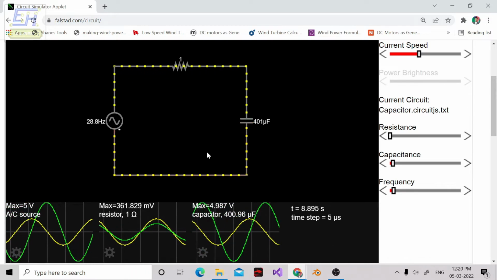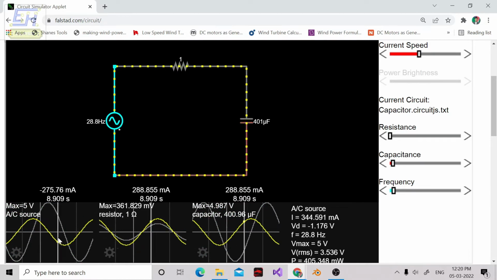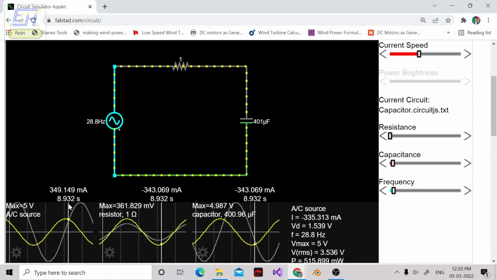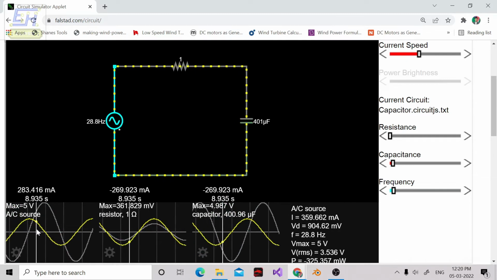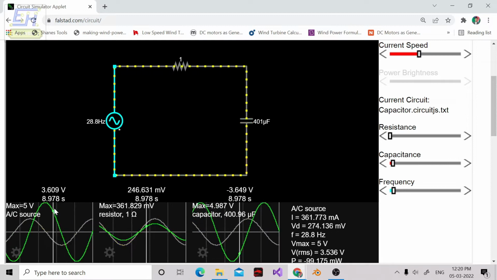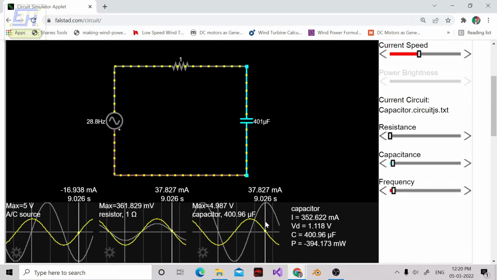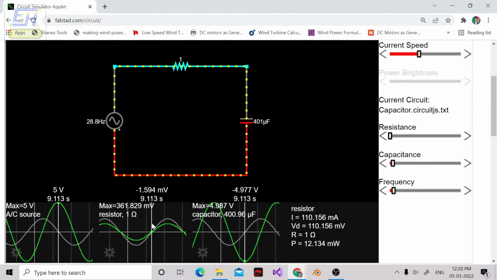At the bottom you can notice these 3 graphs, each having 2 waveforms. The green waveform represents the voltage and yellow is for the current waveform. The first block is for the AC source, the second block is for the resistor, and the third is for the capacitor. Now first let's look at the waveforms of the resistor.